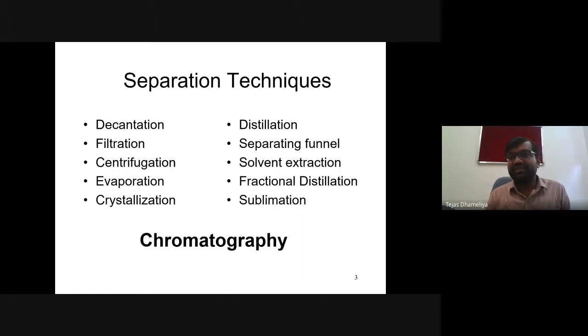Centrifugation, this is another methodology for which we will require a centrifugation device. So if we have this centrifuge at our laboratory, then we can perform centrifugation. Then another technique is evaporation. Evaporation is also another kind of technique where we can evaporate our sample.